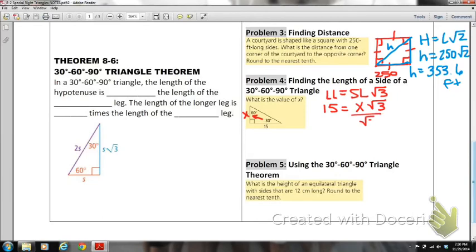We need to divide both sides by the square root of 3 to solve for x. But we have a radical in the denominator, and we can't leave a radical in the denominator. So let's rationalize the denominator by multiplying the numerator and the denominator by the square root of 3. So we're going to have 15 times the square root of 3 over 3 is equal to x. And 3 will go into 15 5 times. So 5 times the square root of 3 is your final answer.